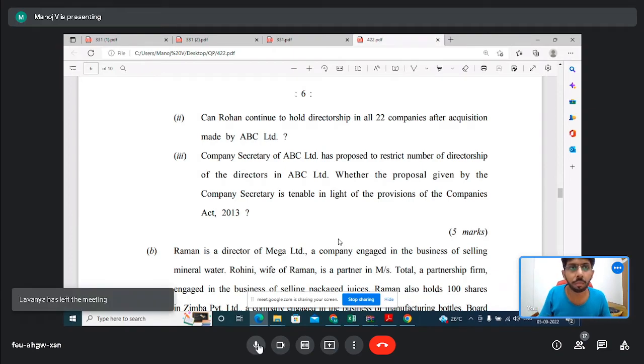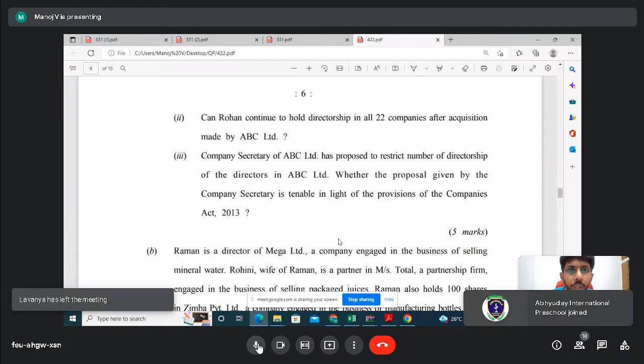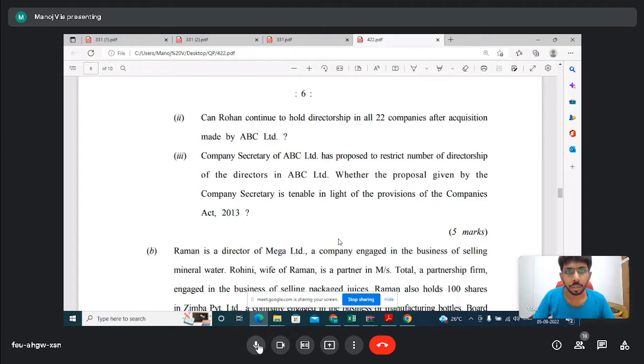But here what they're trying to say is they want to restrict the number of directorships in ABC Limited. So the maximum directorship that an individual can hold is 20, correct? Yes. Now, what they are saying is in ABC Limited, if they want to restrict you as an individual, saying no, you need to hold director positions in only 10 companies, in that case, it can do that by passing a resolution. Yes, by your articles, you can say that in my company, I don't want any director holding position as a director in more than 10 companies. That is allowed.